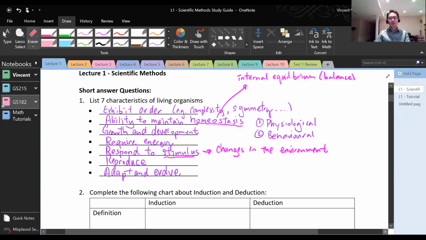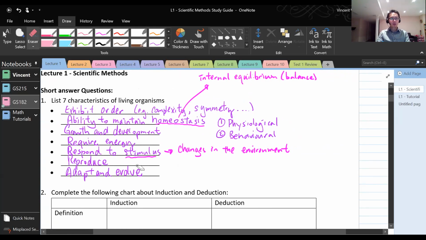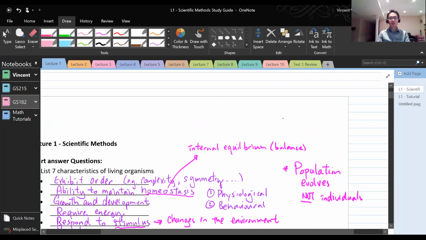Okay, so I just want to clarify what evolution means. It's important to remember, right? I'll put a star right here. Population evolves. Population evolves, not individual. Okay, population evolves. So what does that mean? Let's have a hypothetical situation here.